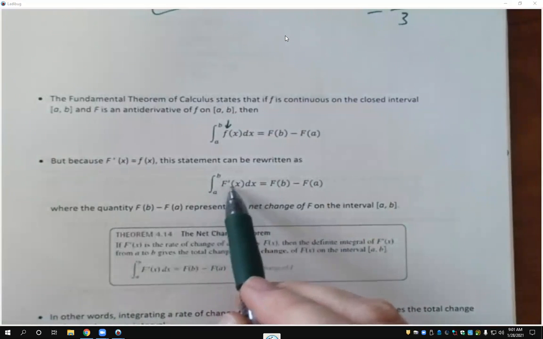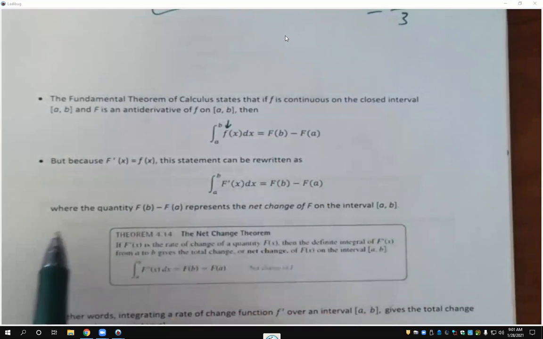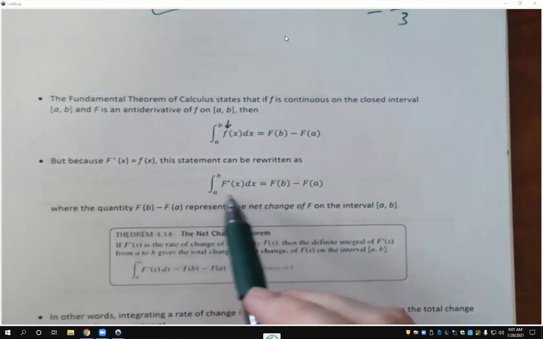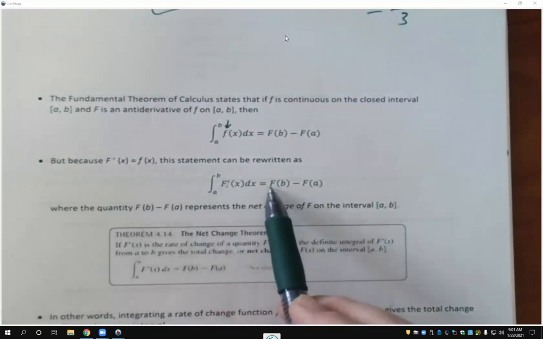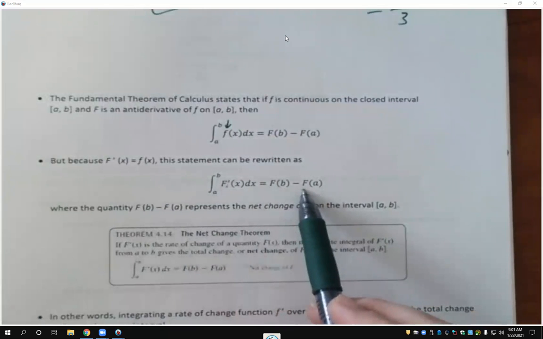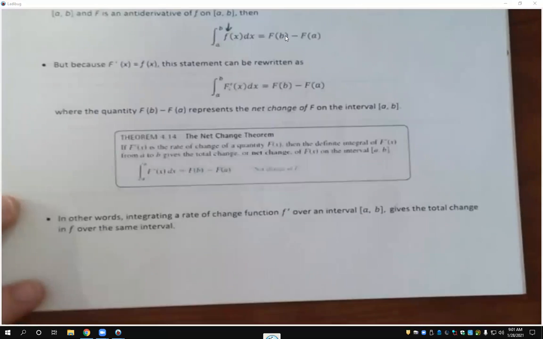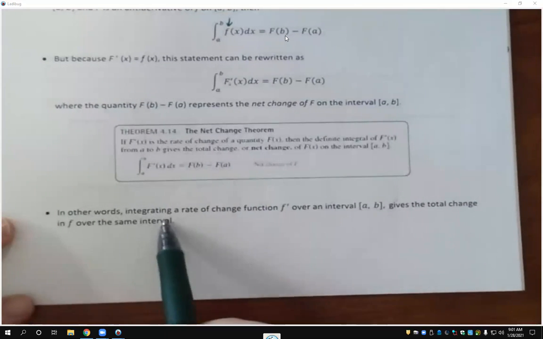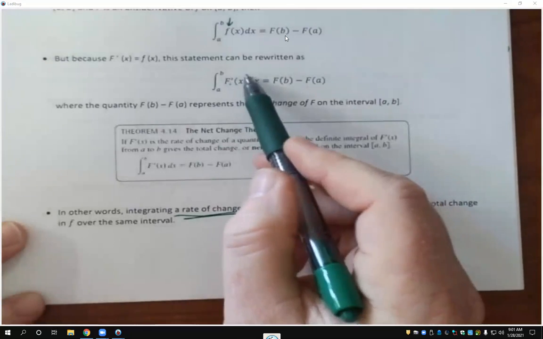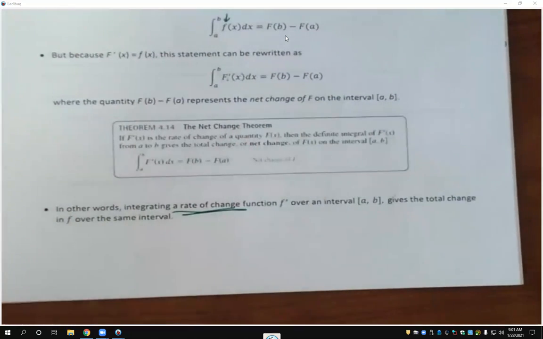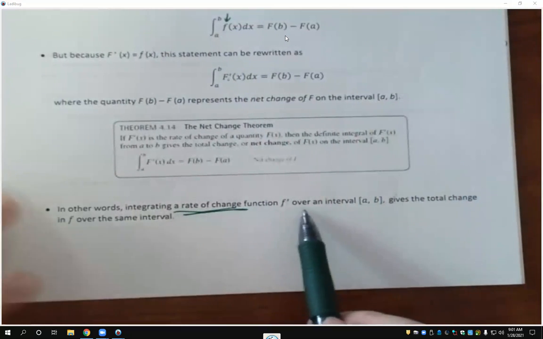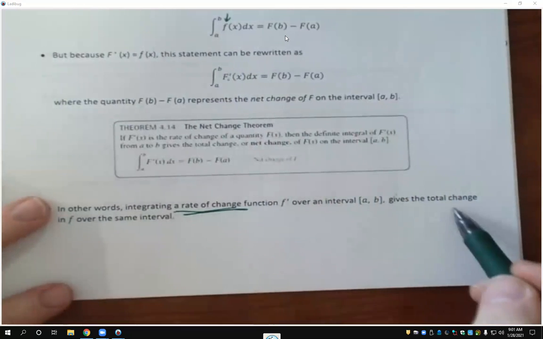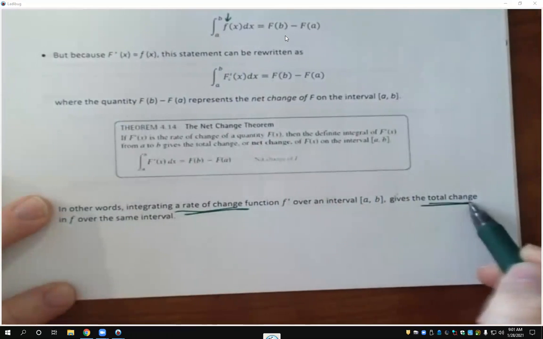Because this is a derivative and we're taking the antiderivative to get back to, let's just say, the position function. That's just one example, okay? So if this is capital F prime, then this could be capital F. This is just notation. But what's important here is integrating a rate of change, because typically this is going to be a rate of change, right? Because it's the derivative of our original function, and the derivative would be a rate of change. So integrating a rate of change function, F prime, over an interval gives the total change in F over that same interval. That's important right there.